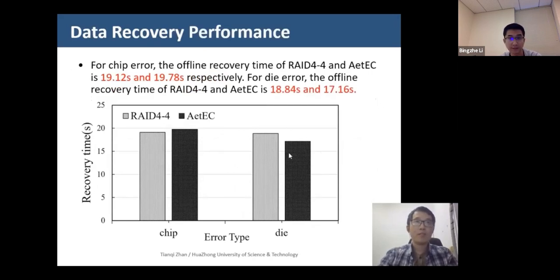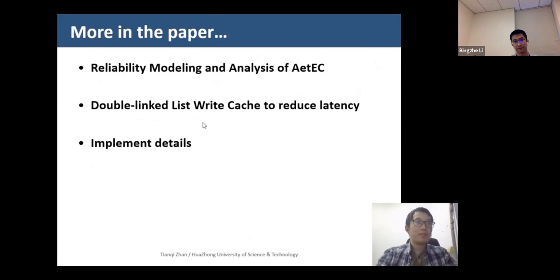For chip error, the offline recovery time of RAID 4 and AETC is 19.12 seconds and 19.78 seconds respectively. For die error, the offline recovery time of RAID 4 and AETC is 18.84 seconds and 17.16 seconds. When a die error occurs, AETC makes full use of the SSD's parallelism, so the recovery time is less than RAID 4. More in the paper: reliability modeling and analysis of AETC, the double linked list RAID cache to reduce the latency, and the implementation details.